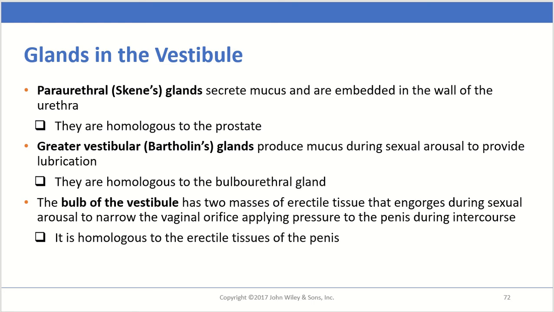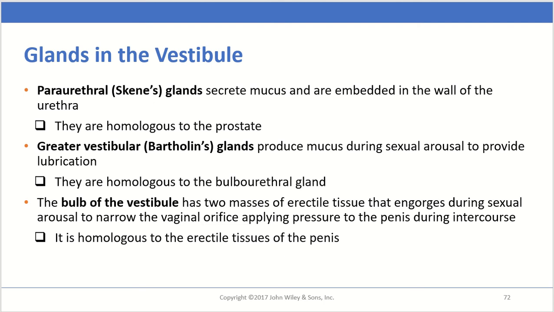So taking a quick look at the glands that are associated with the vestibule. First, we have the periurethral gland, or the Skene's gland. This is going to secrete mucus. These glands are embedded in the wall of the urethra. These are going to be homologous with the prostate in men. Next, we have the greater vestibular gland, or the Bartholin's gland. This is going to also produce mucus, but it's going to do so during sexual arousal. This is going to help to provide lubrication. And this is homologous with the bulbourethral gland in men.